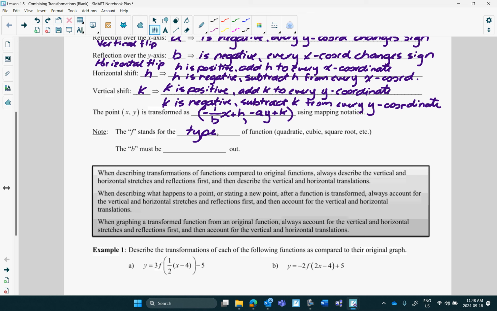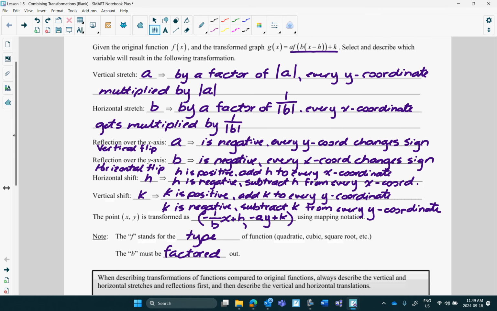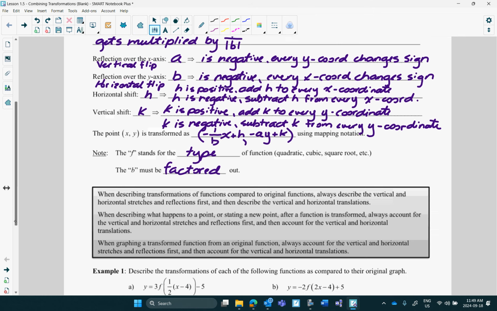Something that we haven't looked at yet, but sometimes you see in the transformation equation, the b must be factored out. What I mean by that is that if there's a b and an h, you need parentheses separating the b and the x minus h. If you don't, it's not in the correct form. We're going to see an example of this. I'm going to just do a couple of examples.